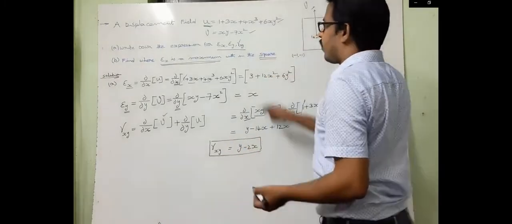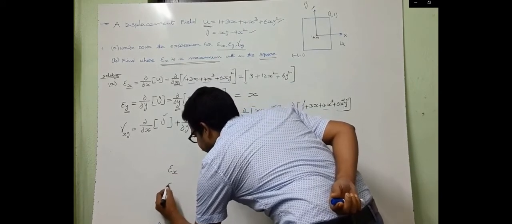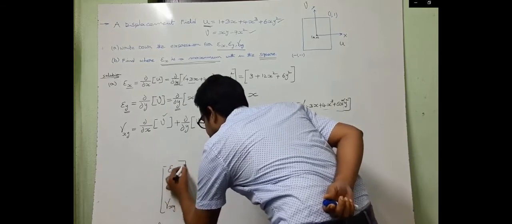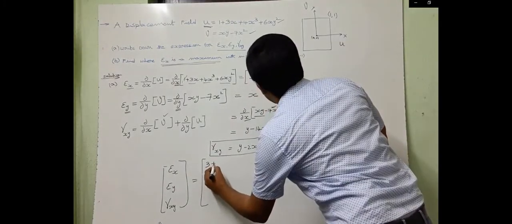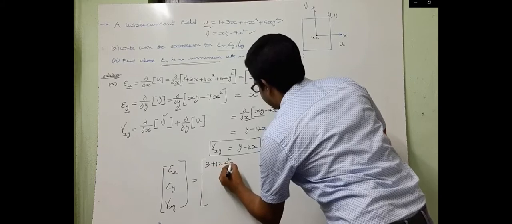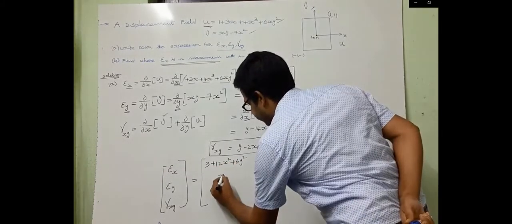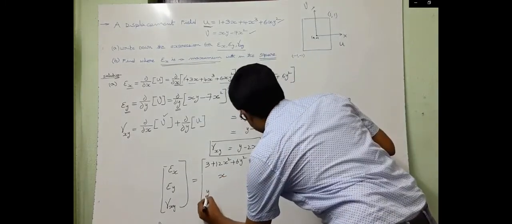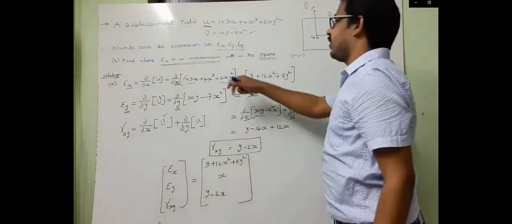So y minus 2x. What is the first question? Epsilon x, epsilon y, gamma xy is equal to, what is the epsilon x value? 3 plus 12x square plus 6y square. Epsilon y equal to x, gamma xy is y minus 2x. This is the first question.